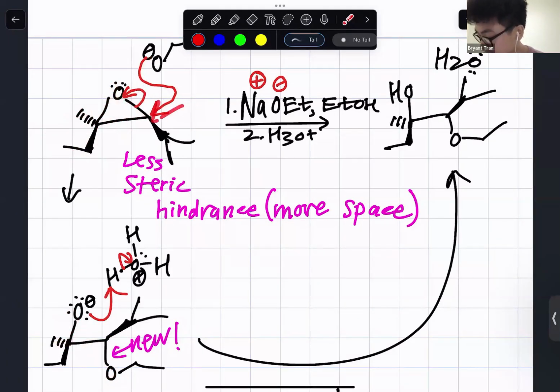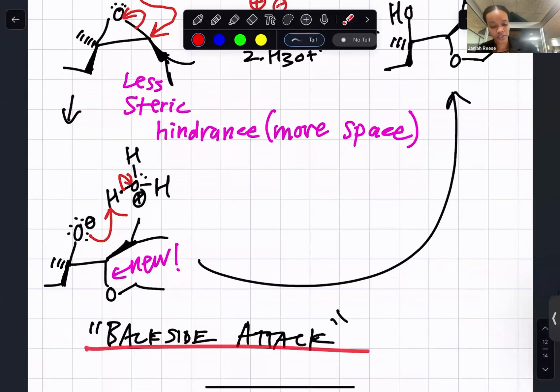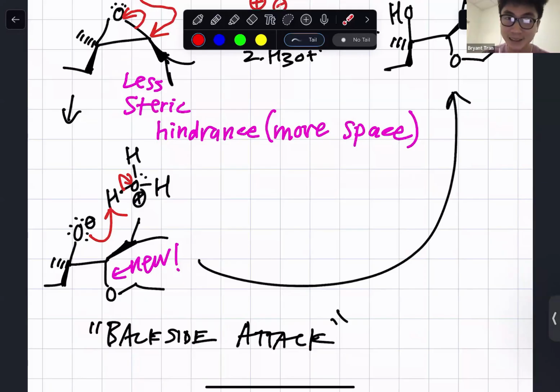But if you look at this carbon right here, this bond here that was going up is now down because we invert the stereochemistry. We flip-flop it. We do a backside attack on that because we attack this carbon right here. Okay. So the backside attack led to inversion. Right. Backside attack led to inversion for SN2 reaction. Correct.